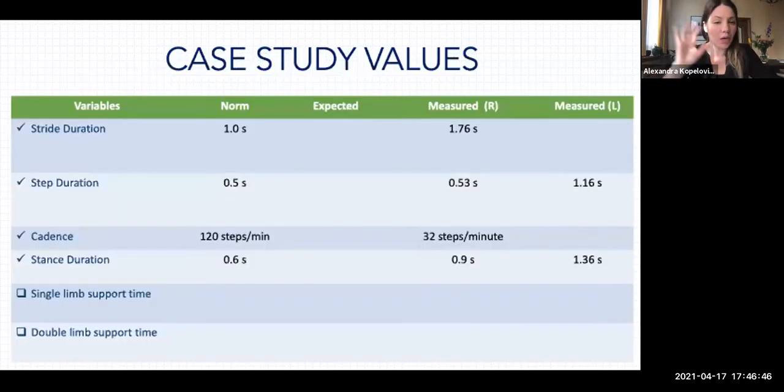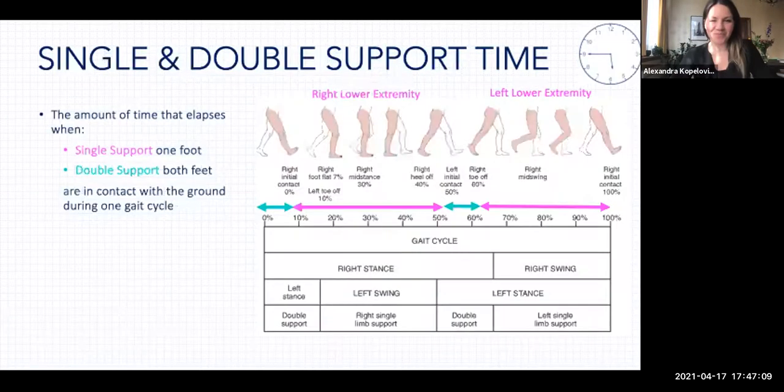Let's continue. We're continuing to fill out our universal slides. Stance duration norm is 0.6 seconds, derived from 1 second of the entire gait cycle. Measured is 0.9 seconds for the right lower extremity and 1.36 seconds for the left lower extremity. Okay, we have 2 more values to cover. Almost there, guys. Let's go.